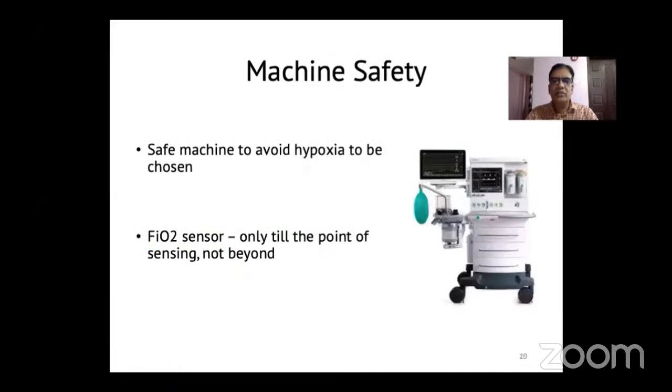Machine safety, I am not going into the details because all of us, as end users, know that we have come a long way over the previous decades. You have safer anesthesia workstations now as compared to the older systems. Some limitations can be overcome and some cannot. For example, the FiO2 sensor is of utility only up to the point of sensing. If you have put it in the proximal part of the endotracheal tube, at the tip, what is happening, we don't know. And beyond that also, we don't know. But safety is still safe only.